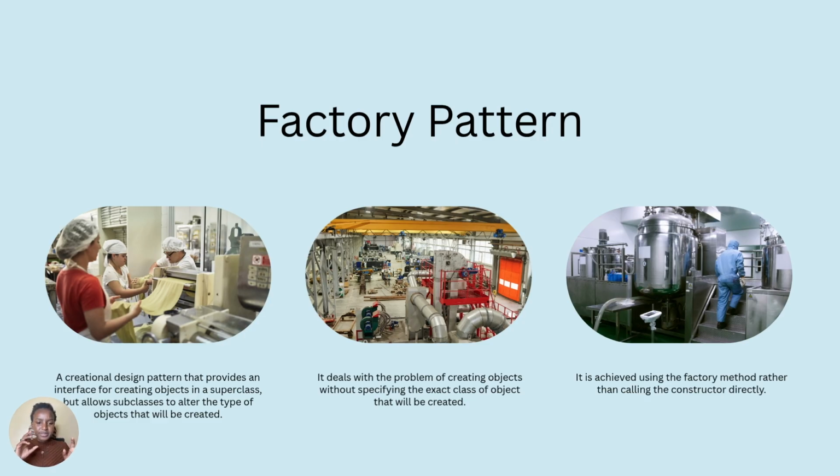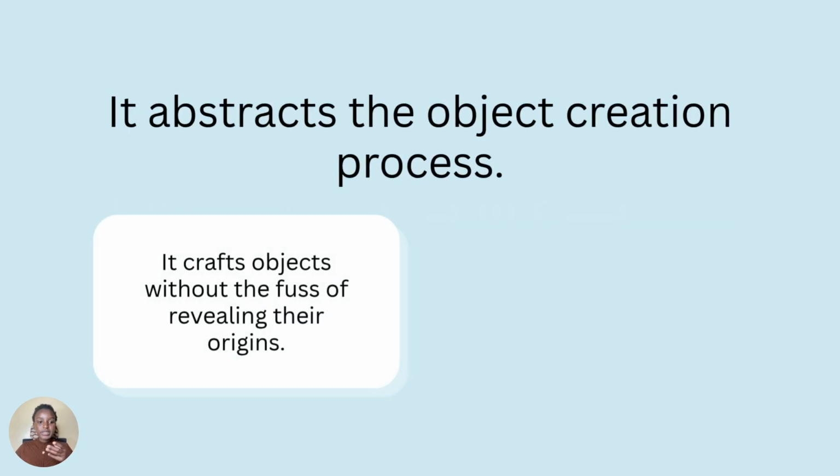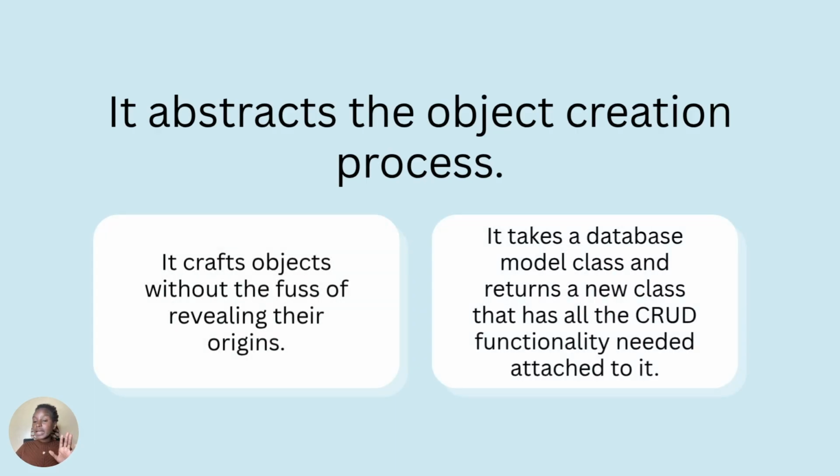Every time I need to instantiate a class, I maybe need to instantiate another one and another one to have them go into this. That's not my business. The code will not be concerned with that anymore, apart from the factory class. So it abstracts the object creation process. Do what you need to do, that's not my business. I just want this at the end of the day, and every time I call this, it does this for me. It crafts objects without the fuss of revealing their origins and their backstory.